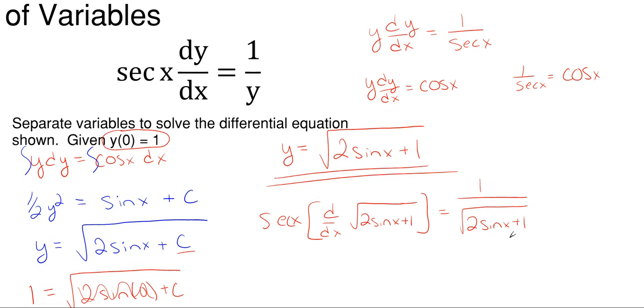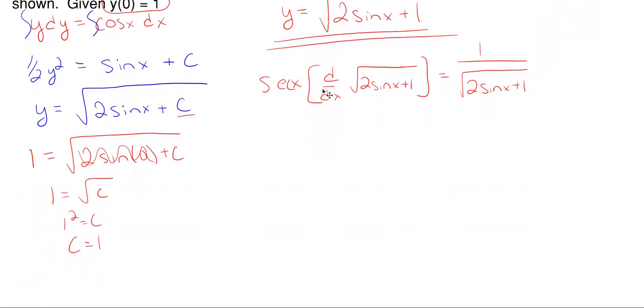Now, typically with these types of separation of variable problems, the checking method is longer than the actual solution method. So this is what we're working with right here. We have to make the left side of this equation equal to the right side. So let's change this into 2 sine of x plus 1 to the 1/2 power instead of showing the square root. Since we have it in this form, we can use the chain rule to solve for that derivative with respect to x.